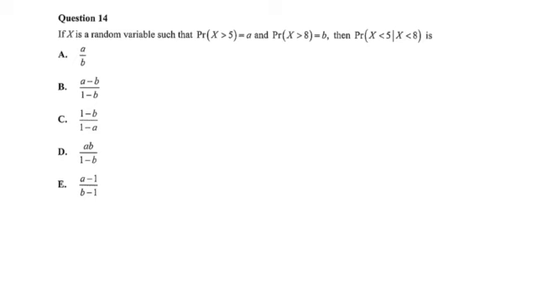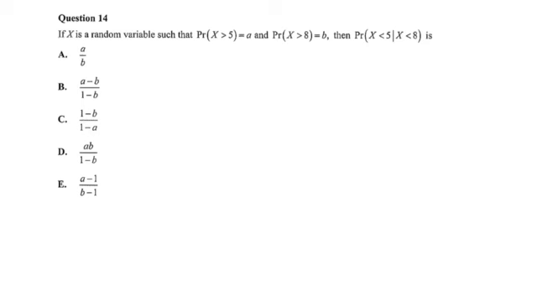I don't think there's enough information, so I'll explain why as I go. If x is a random variable such that the probability that x is greater than 5 is a, and the probability that x is greater than 8 is b, then the probability that x is less than 5, given that x is less than 8, is.